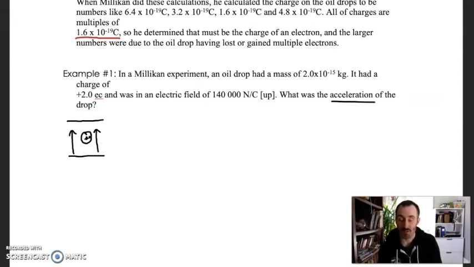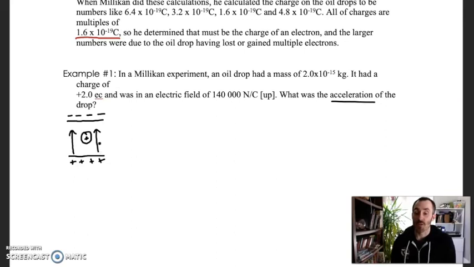It says plus 2 e's, and if the field is pointing upward, that means that this must be the positive side, and this must be the negative side. Okay, we should be able to figure that out. So the field points in the direction of the force on a positive charge. So a positive charge would experience an upward electric force.